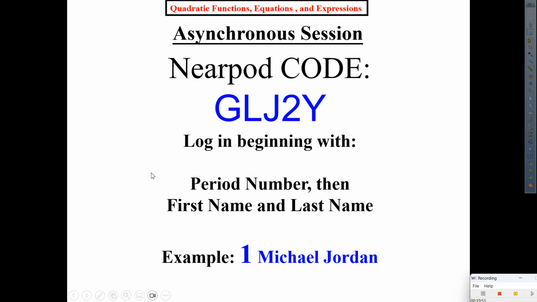Oh, copy the code to access the home plane. GLJ2Y. All right? And those of you following on YouTube, once again, you can access the Nearpod presentation with that, and it would be in there.